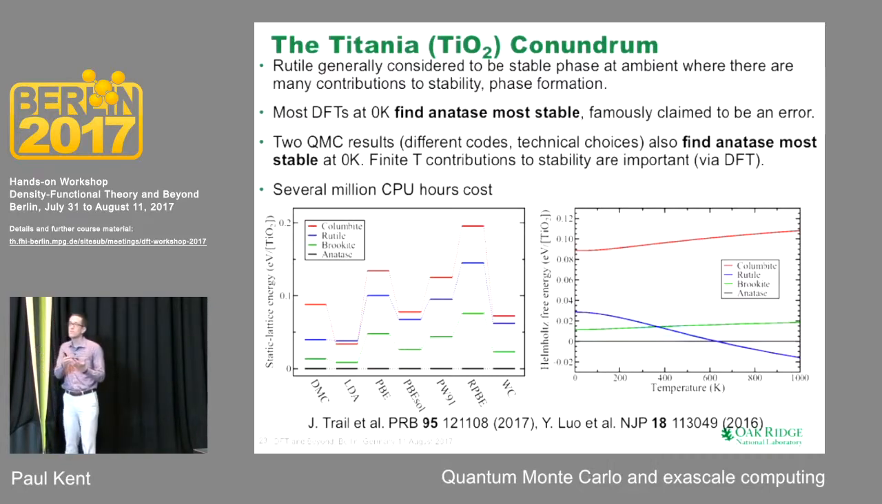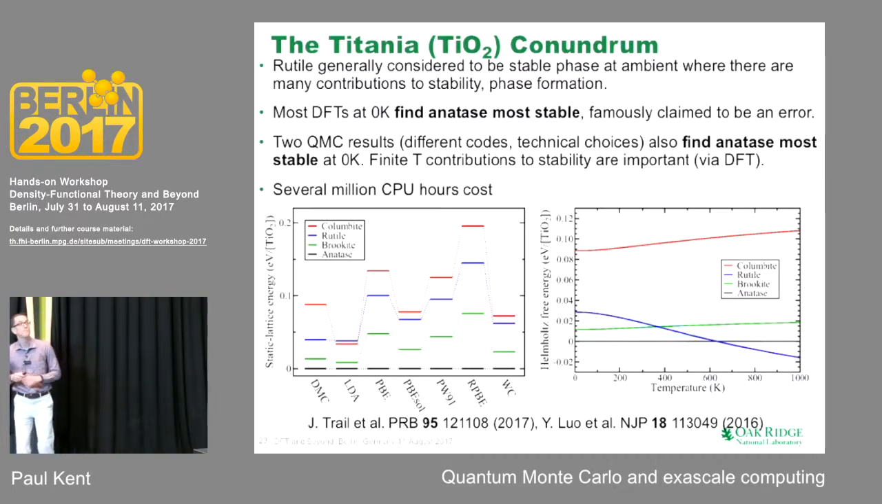quasi-harmonic phonons. The second author of the paper from the UK is Bartholomew Montserrat, and they did anharmonic phonons. And there is actually a contribution from phonon anharmonicity in the system. But nevertheless, at 0 temperature, we both found anatase to be stable. This is shown here. This is the energy against diffusion Monte Carlo. This is from the UK paper.